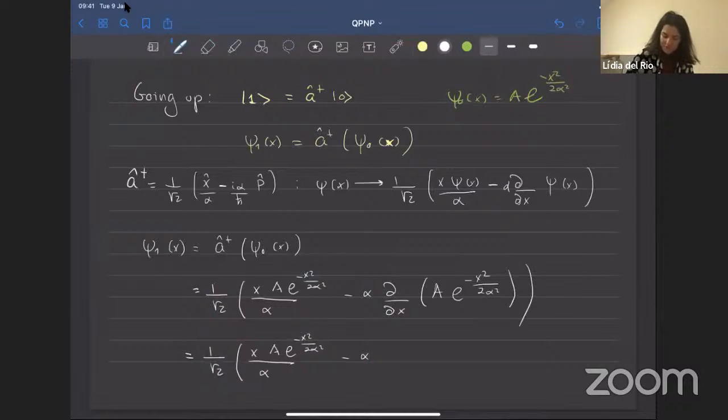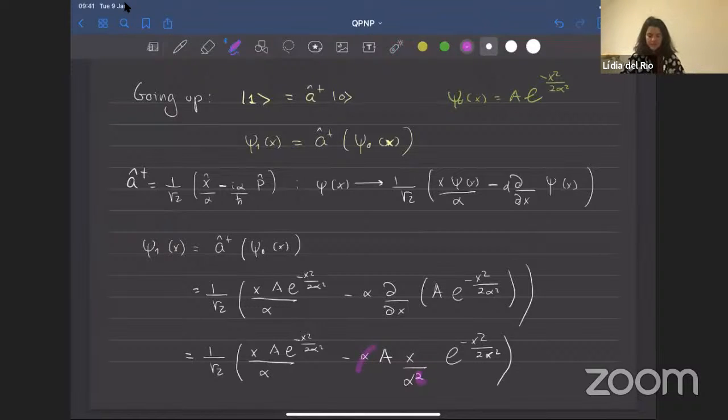The second part, we need to take this derivative, so the A constant stays here. Then we get x over alpha squared, and then we get the exponential again. Alpha squared there. 2 alpha squared. Okay. This is nice again. Things cancel each other out. It's very relaxing when it happens. And then we have a bunch of things you can take outside.